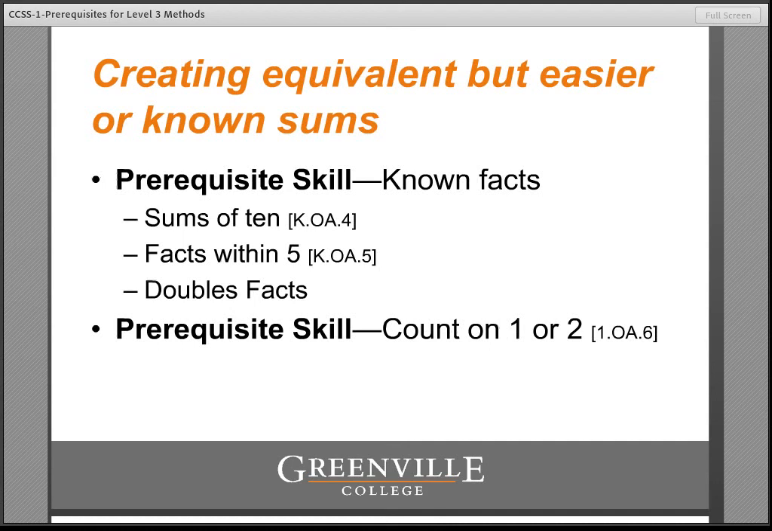To pull off this last category of level 3 methods, children need to know their anchor fact, which in the case we just saw was doubles, but could also be sums of 10, or even their facts that they come in with fluent to 5. And they also need to be able to count on 1 or 2, because this last category often works by taking a known fact and then going up or down 1. So it's combining, let's say, a doubles fact with the capacity to count on together that creates this new strategy.